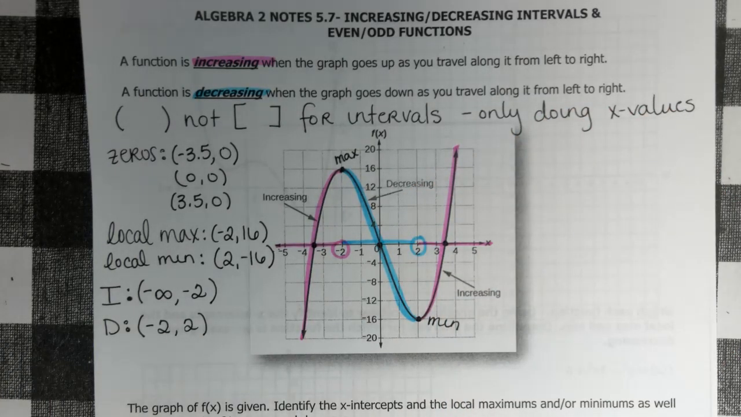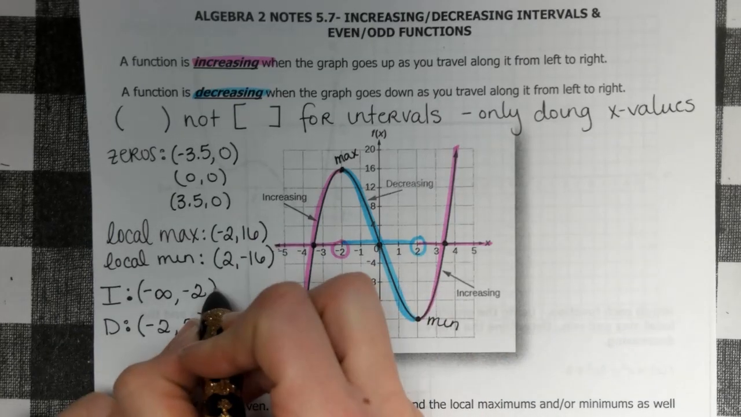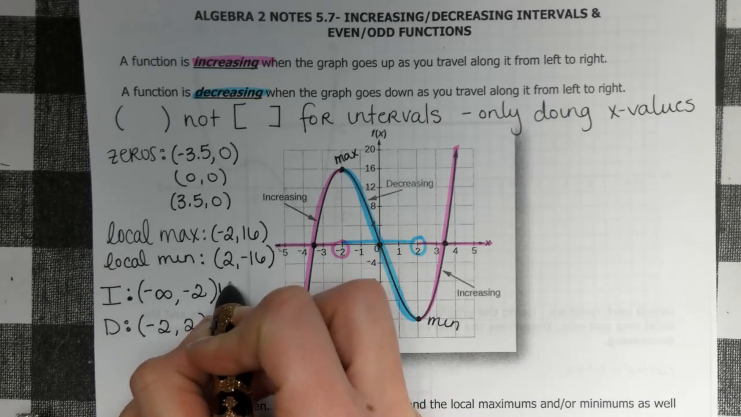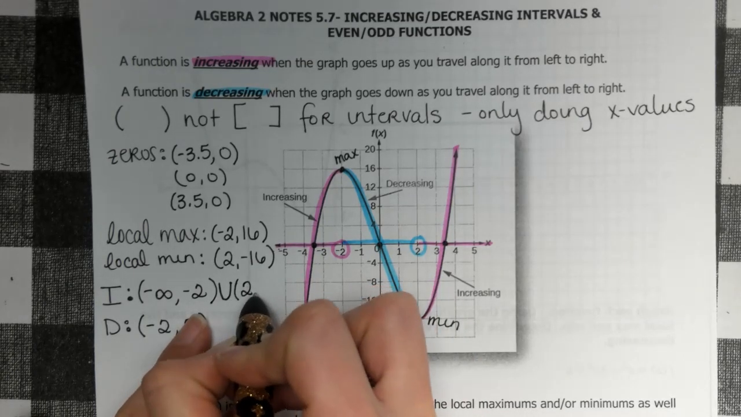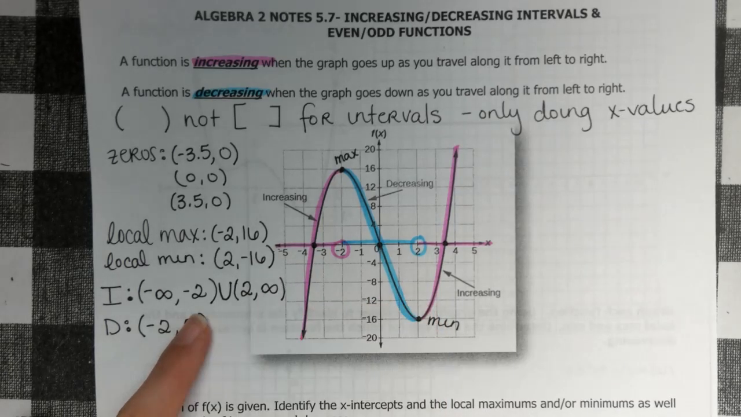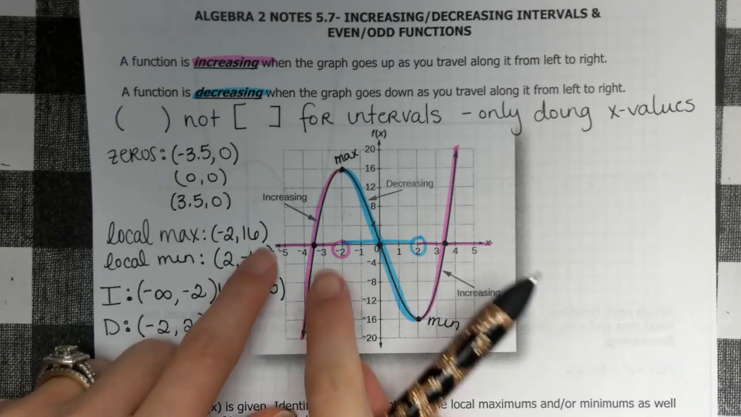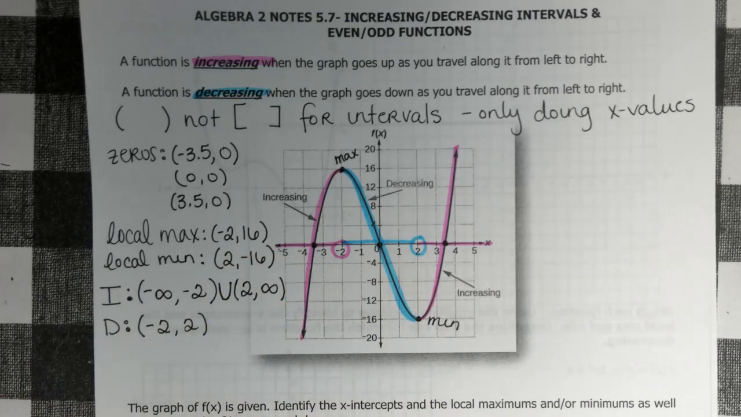So when you have multiple intervals, you're going to separate that kind of like we did with domain with a U. Okay, so I'm going back to increasing from a positive 2 to infinity. The reason I'm highlighting my x-axis is so you can just focus on your x-axis. You're going to have to separate y's from your x's. Yes, my y's tell me if it's increasing or decreasing, but I'm only doing it on the intervals for x. Okay? Are we okay with that?